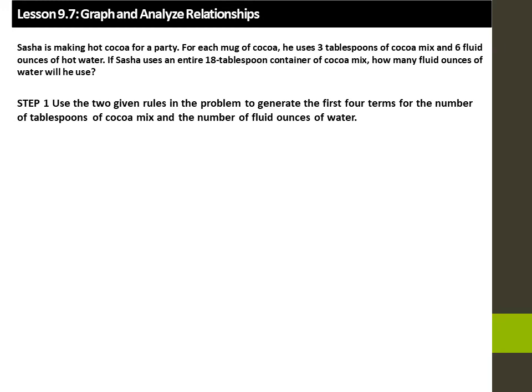Step 1. Use the 2 given rules in the problem to generate the first 4 terms for the number of tablespoons of cocoa mix and the number of fluid ounces of water.